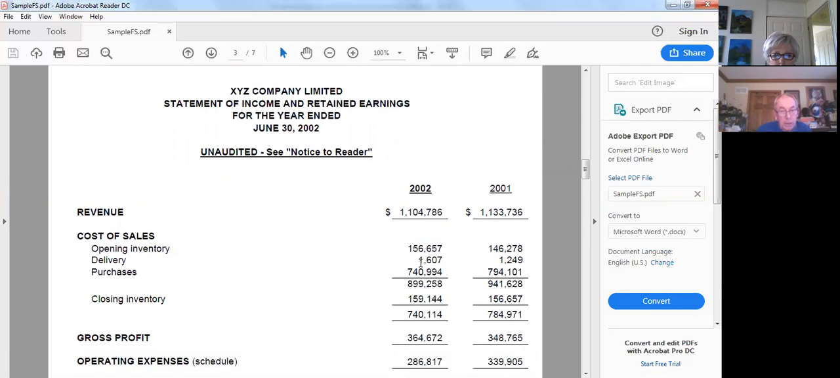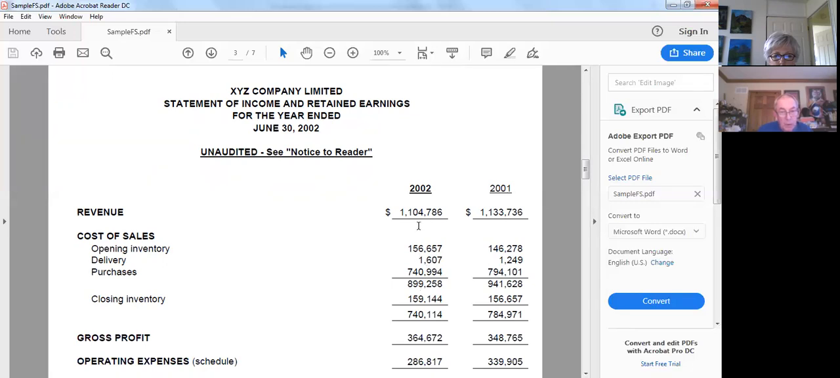Cost of sales. Now, I mentioned before, cost of sales is typically the amount you've spent on products to build your product. So the way you calculate it if you're a manufacturing firm is you take your opening inventory. So you had 156,000 in inventory when you started. You've got 1,600 out for delivery, meaning it hasn't been taken possession of yet, so it's still considered your inventory. And then purchases, you bought almost $741,000 worth of additional inventory for a total of $899,000 in inventory that you've spent. You've got $159,000 left, so the total amount of money that you went through for your inventory this past year was $740,000. So that would be your cost of sales.